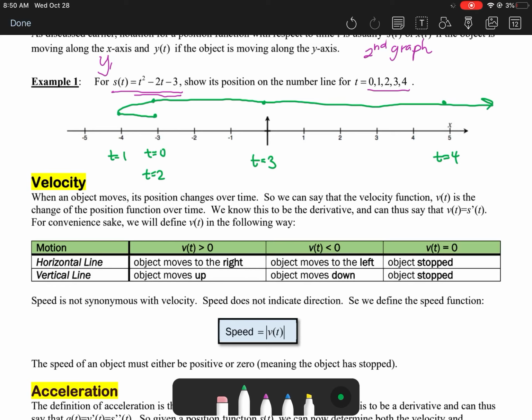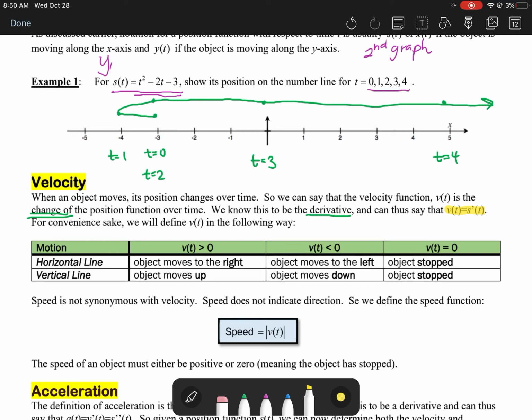So now let's look at velocity. When an object moves, its position changes over time. So we can say that the velocity function, v of t, is the change of the position function over time. Well, anytime I'm seeing these words, it's the change of, you should be thinking of a rate, which means this is our derivative. So we can say that velocity, and we talked about this a little bit before, your velocity is the derivative of your position function. So that is really important here.